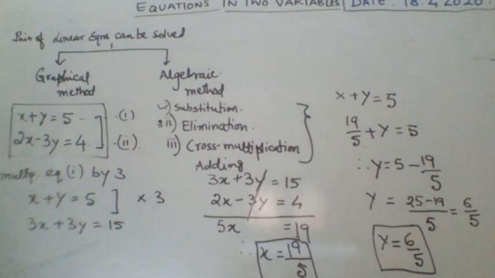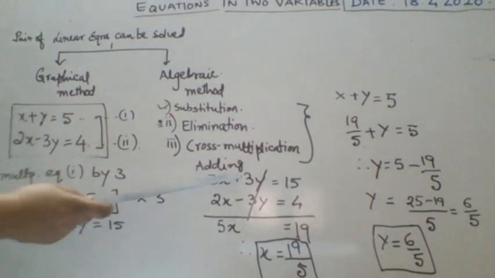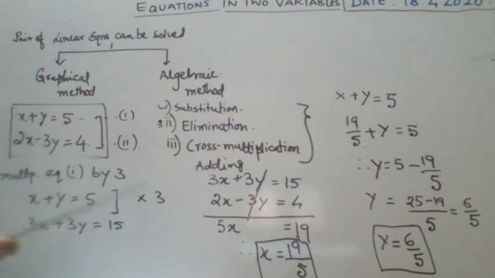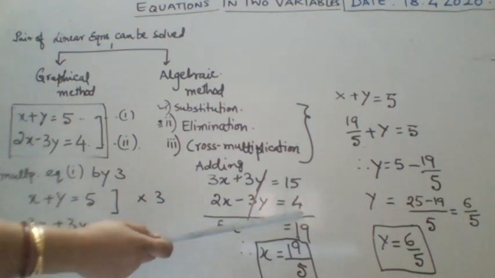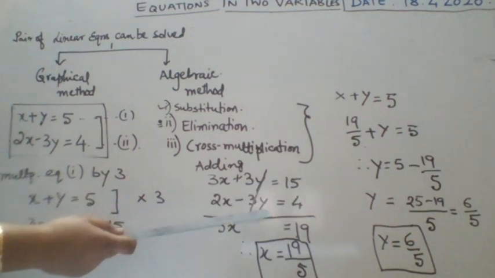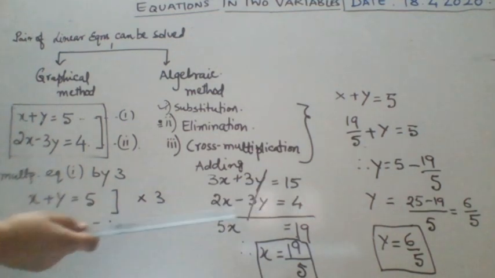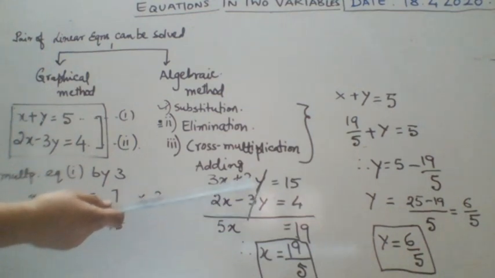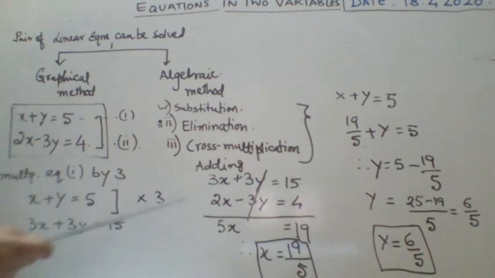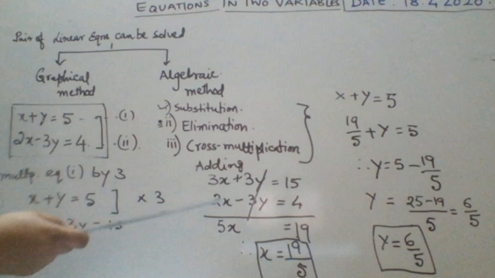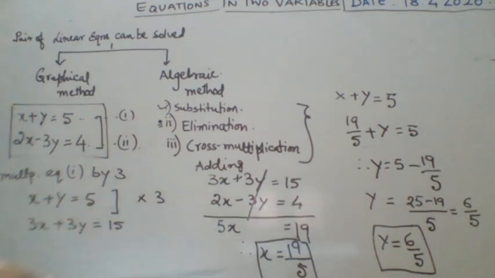This is also 15. Now adding. Why do we need to add? Because 3x plus 3y equal to 15 and the other equation given was 2x minus 3y equal to 4. They are of opposite sign, so we can get rid of y by simply adding them. When we add, plus 3y and minus 3y get cancelled. 3x plus 2x is 5x and 15 plus 4 is 19. In this way, you get x equal to 19 upon 5.